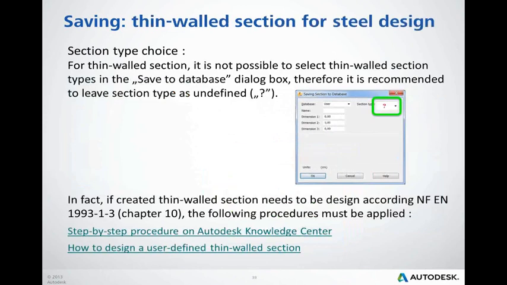For a thin-wall section, it's not possible to select thin-wall section types in the Save to Database dialog box. Therefore, it's recommended to leave the section type as undefined with a question mark sign. In fact, if a created thin-wall section needs to be designed according to Eurocode, the correct procedures should be applied. They are available under these links. Correct thin-wall section types can be found there also. We will now show the correct step-by-step example path, starting from thin-wall section import to steel design.